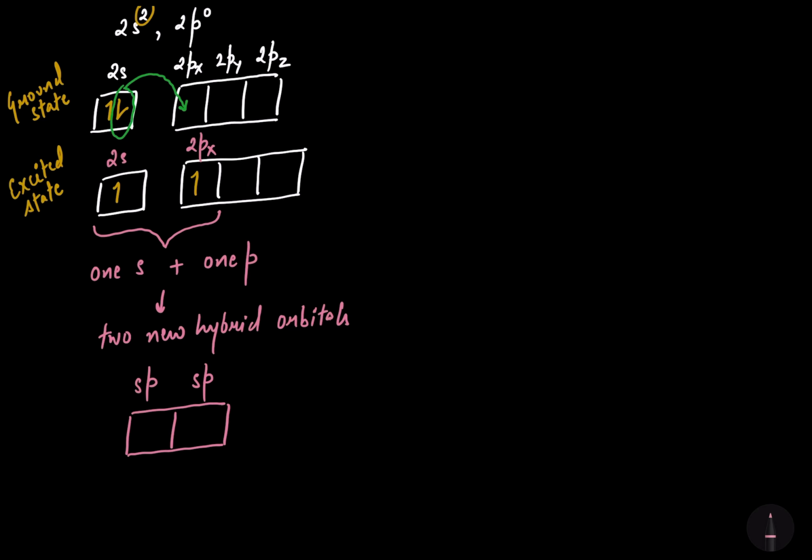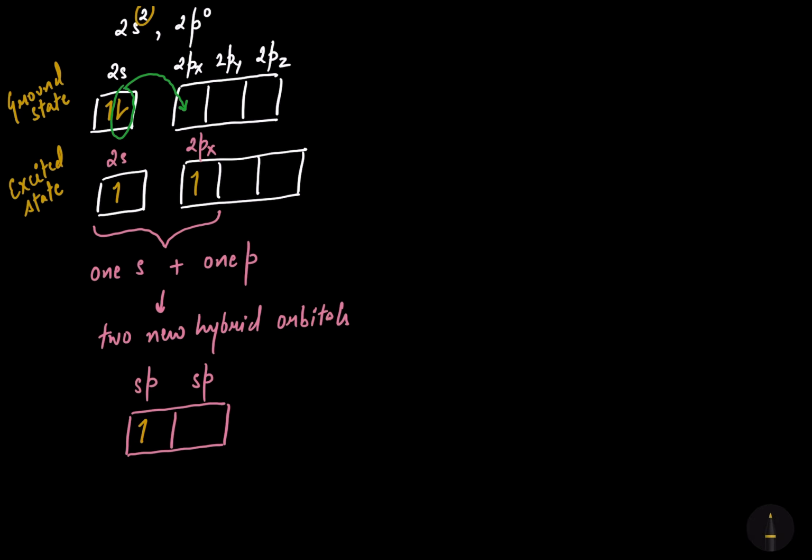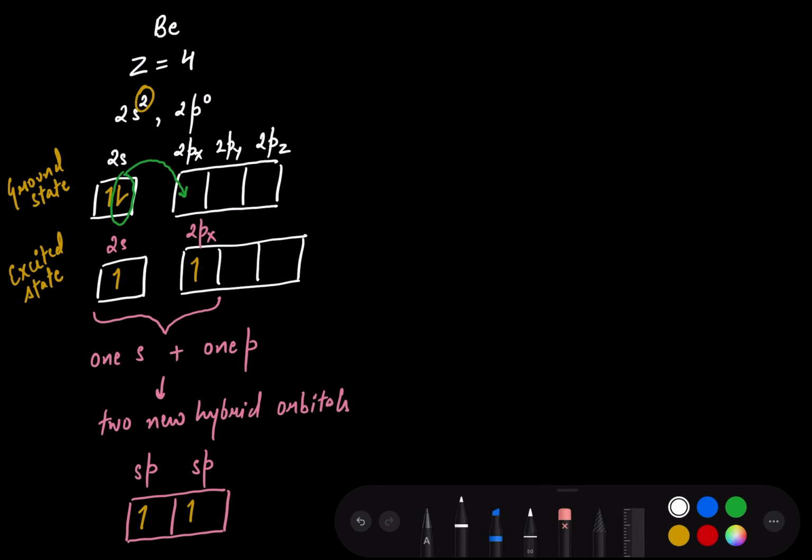Now what's next? After that, we have the two electrons, one from 2s and one from 2px, so there will be a redistribution of electrons in the two sp orbitals according to Hund's rule. So the first electron will go in the first sp hybrid orbital and the second electron will go in the second hybrid orbital. Now that's about beryllium. Now let's talk about the chlorine.